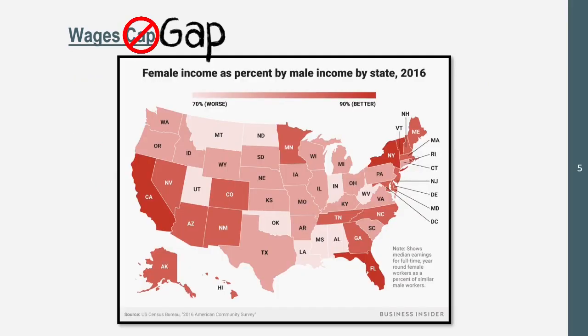Here we have a wages gap of the United States. We're looking at a regional scale of analysis and a national scale, comparing data per state in America. This is income as a percent of male income, so this is the wages gap. The lighter the shade, the bigger the gap between wages. The darker the shade, the smaller the gap.